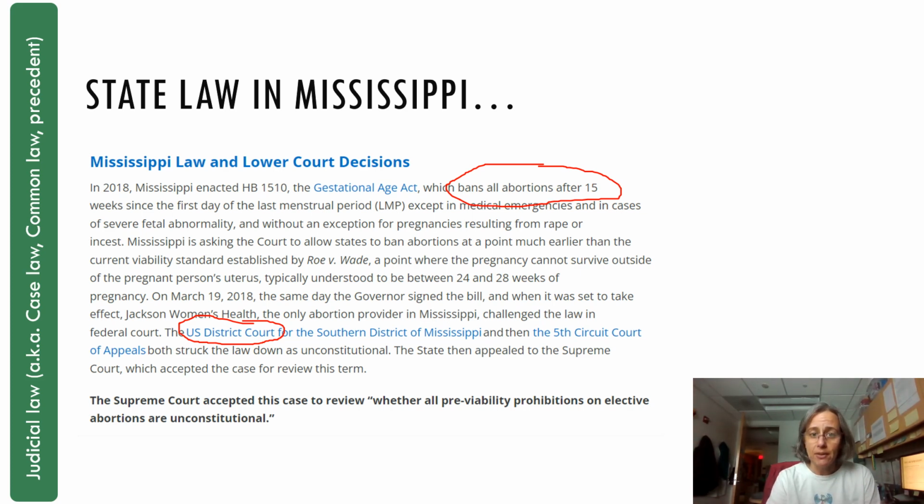The state appealed it. So it went to the Fifth Circuit Court, who also struck the law down and said this is unconstitutional. And then the state chose to appeal it all the way up to the Supreme Court. And interestingly, the Supreme Court agreed to hear the case, which is not usually what happens after the previous two levels have said no. But anyway, the Supreme Court did agree to hear the case.